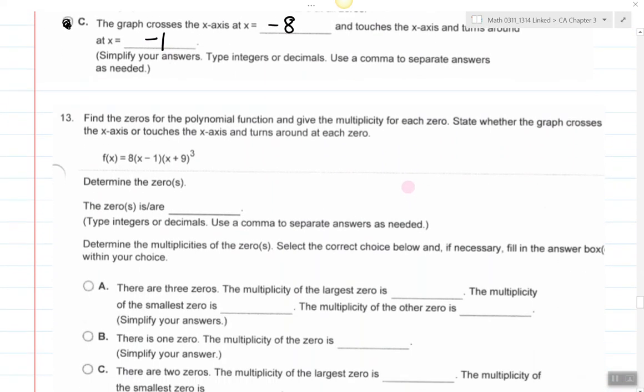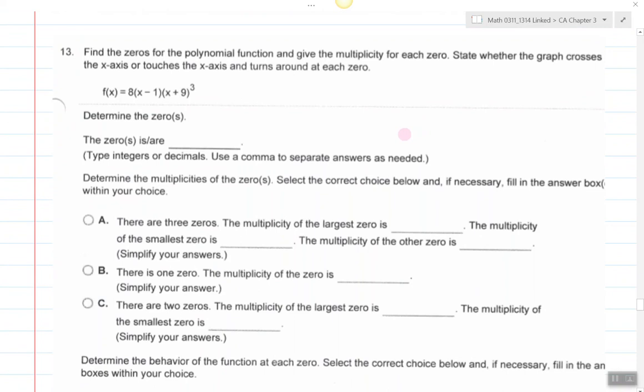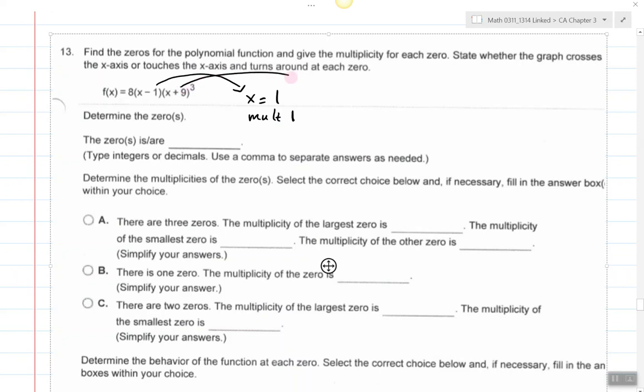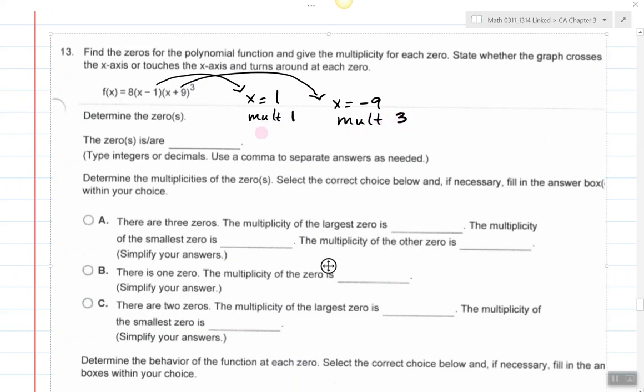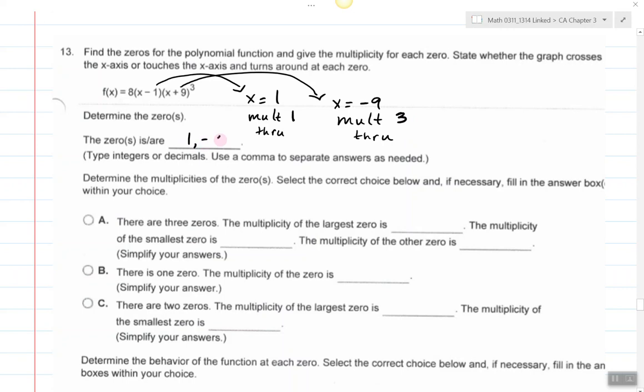All right, next one. We don't need to use our graphers when these are in factored form. For this one, x equals 1, multiplicity 1, x equals negative 9, multiplicity 3. This one goes through. This one goes through. This one just lingers and wiggles a little bit before it goes through. All right, the zeros are positive 1 and negative 9.